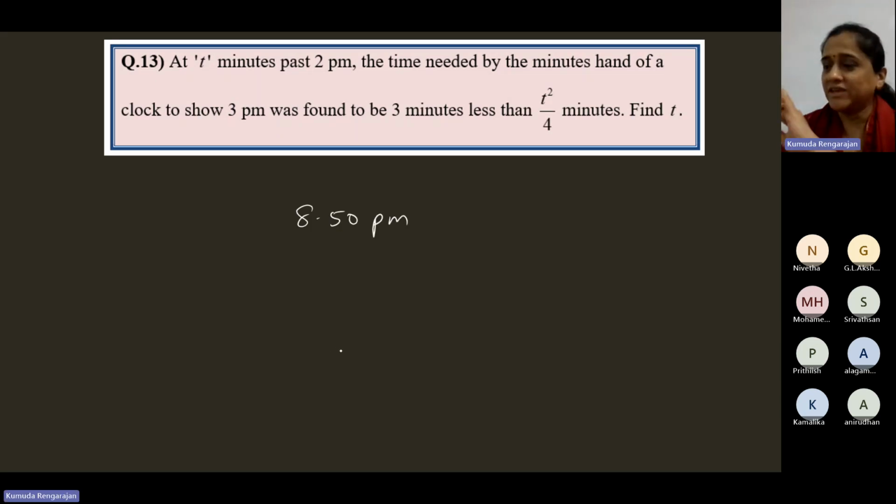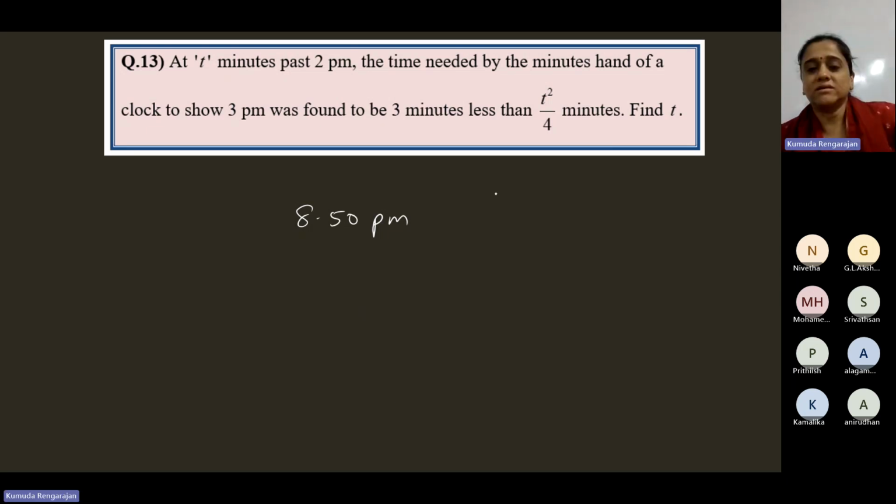Now the time says 8:50. So what's the time in English? You can say it's 10 minutes to 9. It's 10 minutes to 9, meaning there are still 10 minutes left to show 9 o'clock. It is 10 minutes to 9 and it is 50 minutes past 8 p.m.